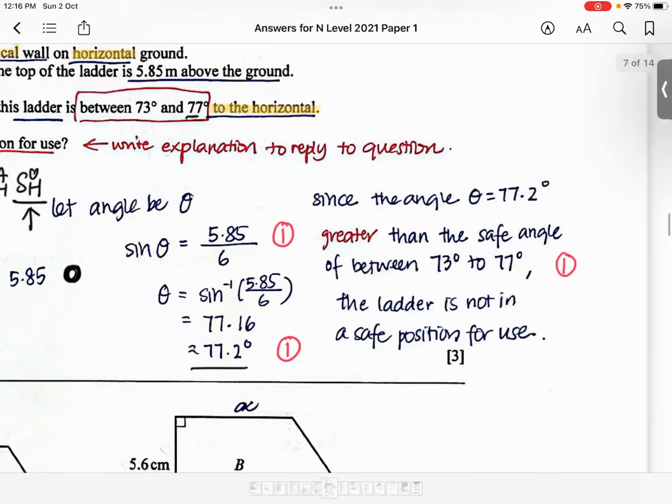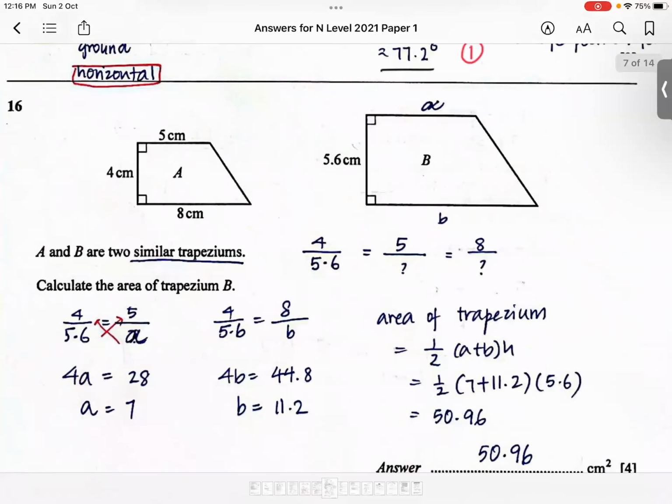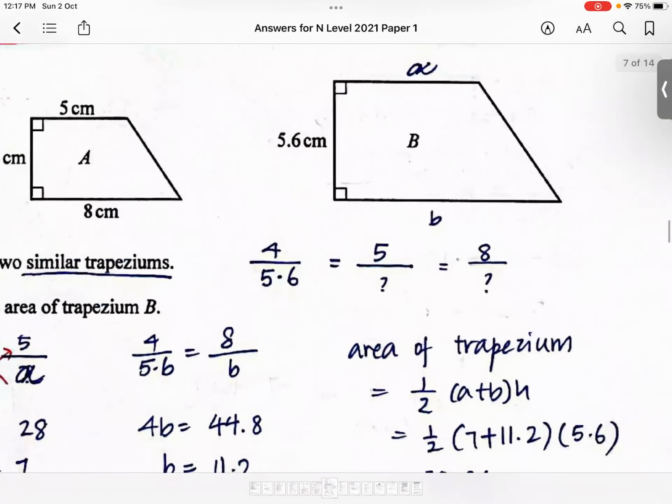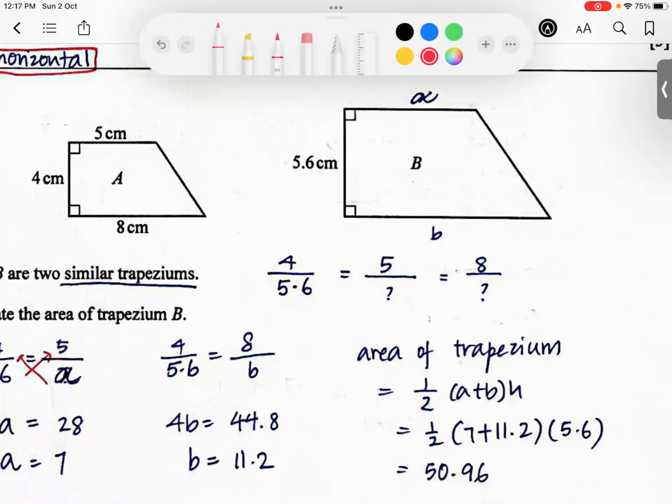Okay, next one, similar trapezium. Similar figures have matching equal ratios but the same angles throughout. So in order to calculate the area of a trapezium, recall your formula a little bit. Half A plus B, the sum of the two parallel sides, times H, which is the perpendicular height. In this case, you'll notice A and B, the two parallel sides, I do not have.